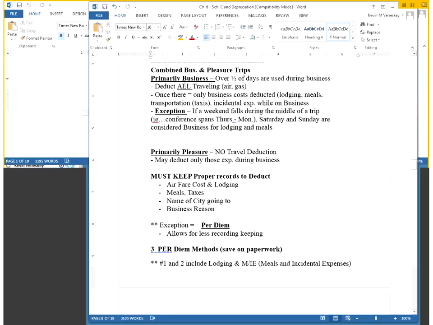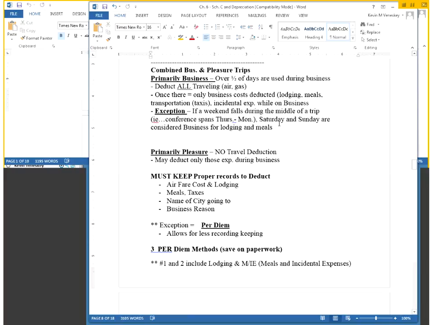If you combine business and pleasure, then it's kind of iffy on if you get to deduct some things. If your travel is over half for business purposes, then you can deduct your transportation to and from. If it's over half for personal, you can't deduct that transportation, like that airfare to get there. So that's a biggie, and you'd want to have that in your head in your plans if you do combine a business with a personal trip.